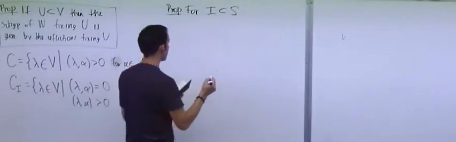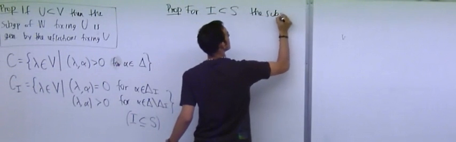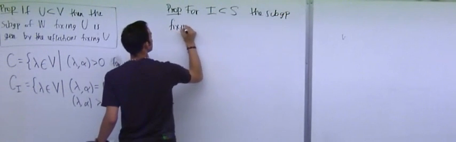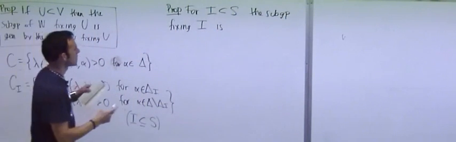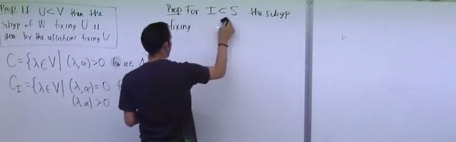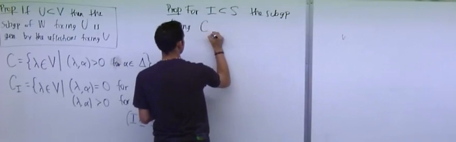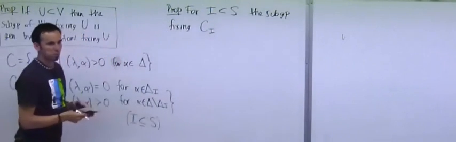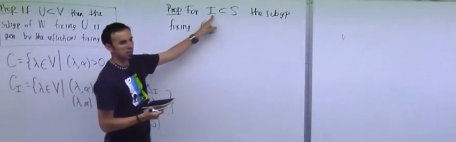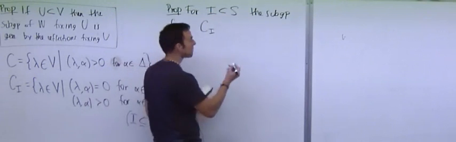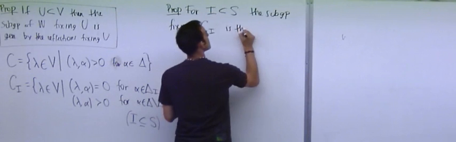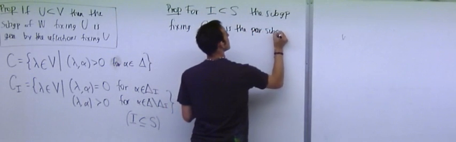And I want to make this precise in this case. So proposition: if I have any subset I of S, then the subgroup fixing C sub I is precisely the parabolic subgroup W sub I. The answer is basically as nice as it could be. I want a subgroup of W that I need to associate to a subset of simple roots, and so the only natural choice is the parabolic subgroup W sub I.